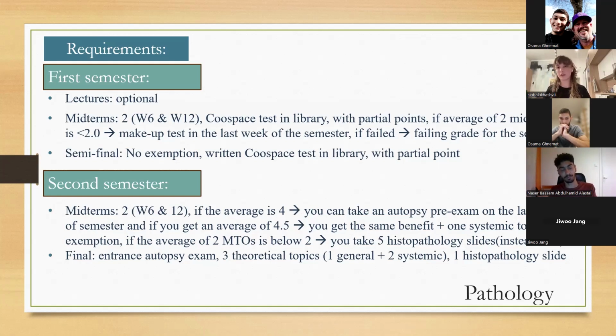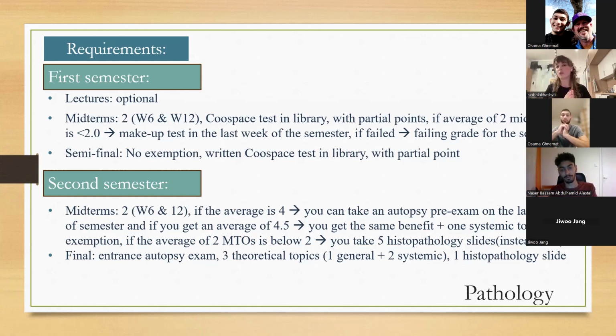During the final exam in the second semester, you will have 3 topics, 2 from systemic and 1 from general. You will also have 2 midterms. If you get an average of 4 in the midterms, you will have the pre-autopsy exam, meaning you will take the autopsy exam during the last week of the semester.